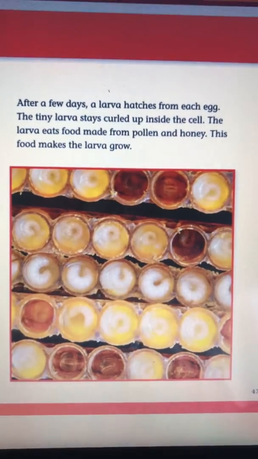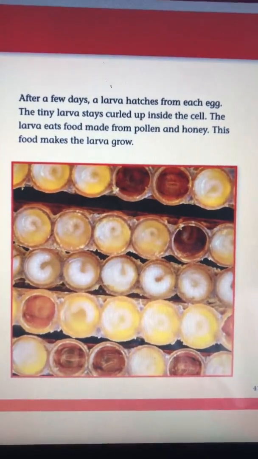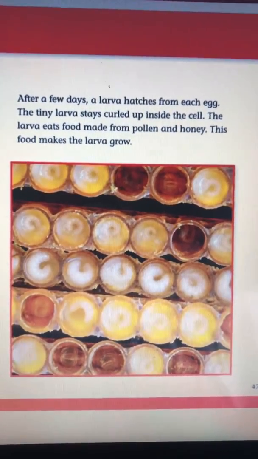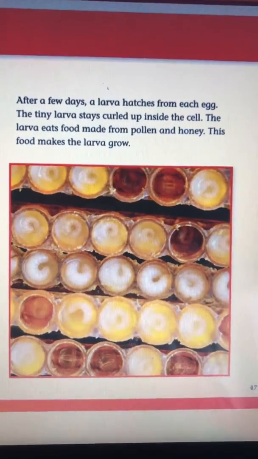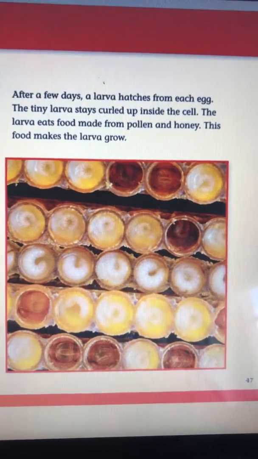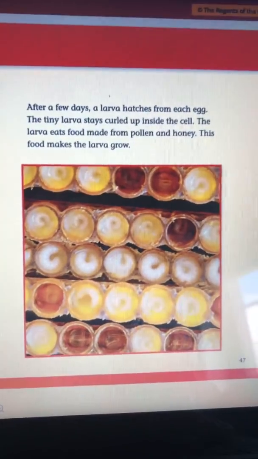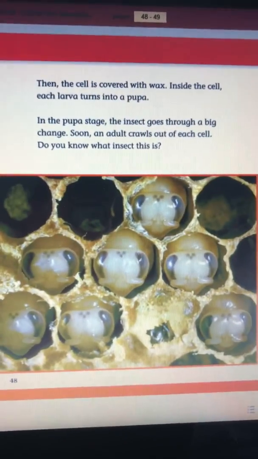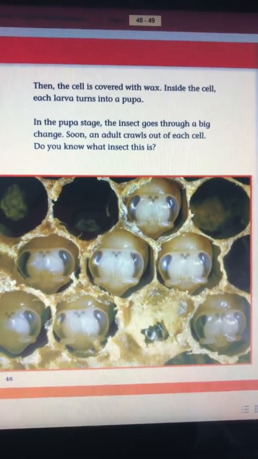The eggs of this insect were laid inside cells. After a few days, a larva hatches from each egg. The tiny larva stays curled up inside the cell. The larva eats food made from pollen and honey. This food makes the larva grow. Then the cell is covered with wax.